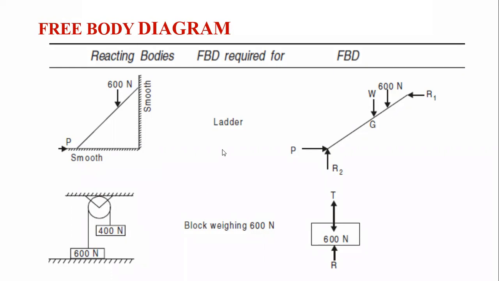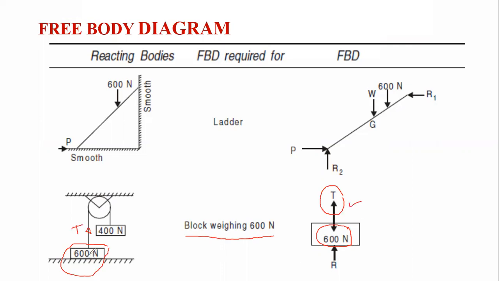Now let us draw the free body diagram of this 600 Newton weight first. The free body diagram required for the block of weight 600 Newton. Over this block, very first of all, we have to show the self weight which is passing through the CG, that is 600 Newton. Next, the tension which is developing inside the string. This one is the string connected over here. The tension developing inside the string is shown over here.